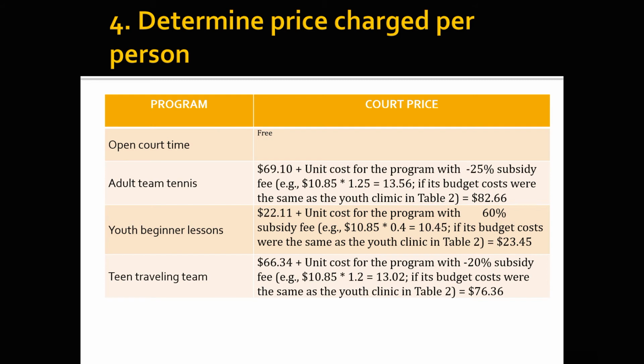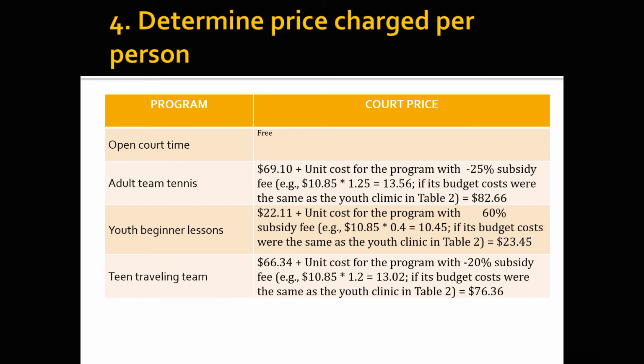Now, in this case, as I just mentioned to you, I haven't given you all the budgets for all the different ones. But let's just pretend for this example that the budgets are the same, that it actually just costs $10.85 per person to cover all the program expenses for each of these, just hypothetically. So obviously, again, open court time, we're still going to make it free because we have a 100% subsidy rate that we've decided philosophically.